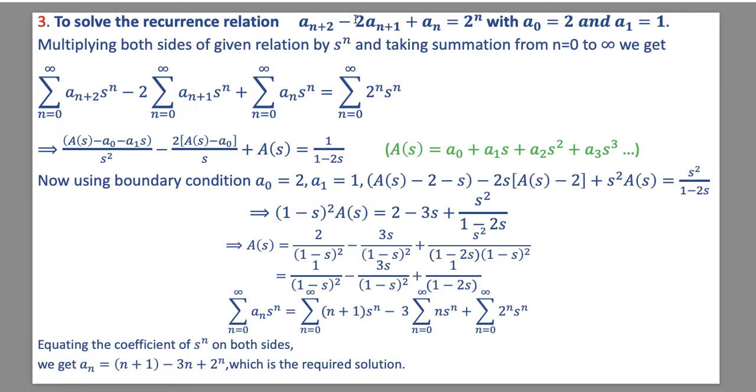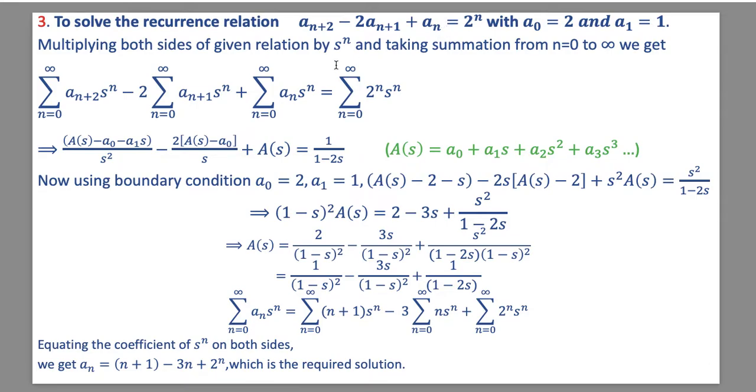Now we will solve the recurrence relation a_{n+2} minus 2 a_{n+1} plus a_n equal to 2^n with a_0 equal to 2 and a_1 equal to 1. Now here in the subscript we have n. So in this case we will multiply each term by s^n and take the summation from n equal to 0 to infinity. Always take care of this subscript. Earlier it was n minus 2, so we had taken the summation from n equal to 2 to infinity. Here it is n, so we will take the summation from n equal to 0 to infinity.